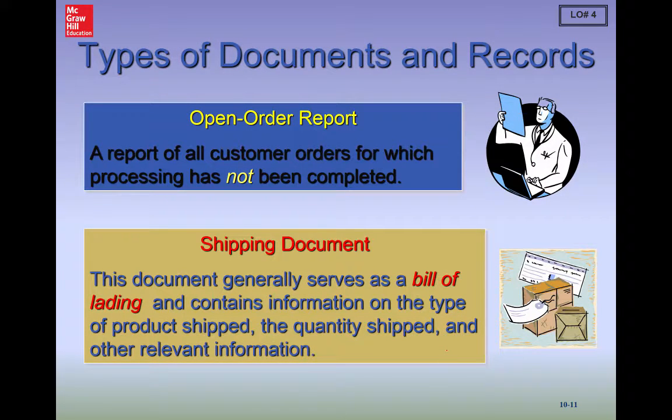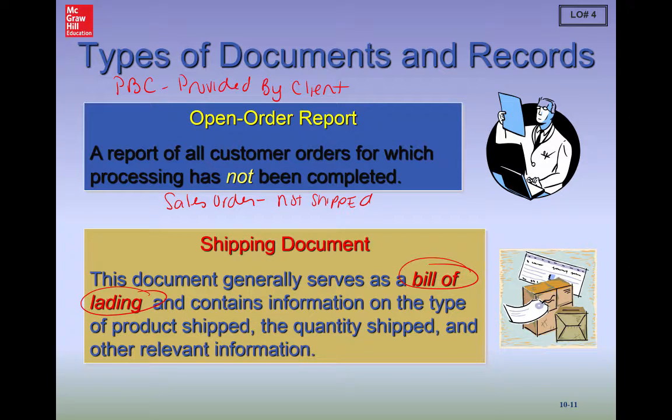And some documents that you might ask for, and this would be part of your PBCs, right? Provided by client. You would look for an open order report, right? Because this tells you any type of sales order that still has not been shipped. So if it's not shipped, we know that we cannot recognize this as revenue. But also we should make sure that this is in our inventory. Now, a shipping document is a bill of lading, and that's telling us that the shipment has occurred and now that it's with the customer. So this shipping document is one of the forms that we look at in our AR records to ensure that the sale was legitimate.